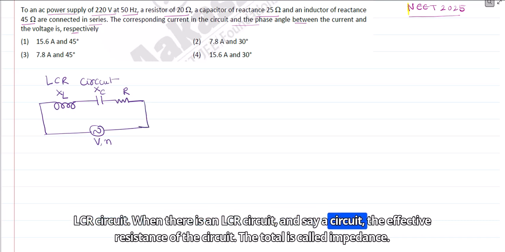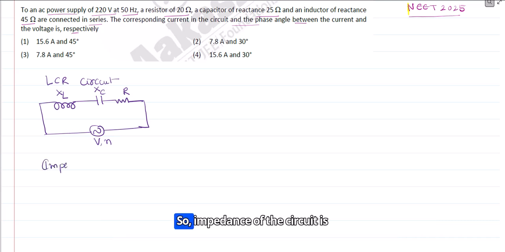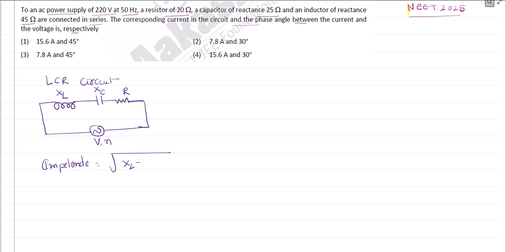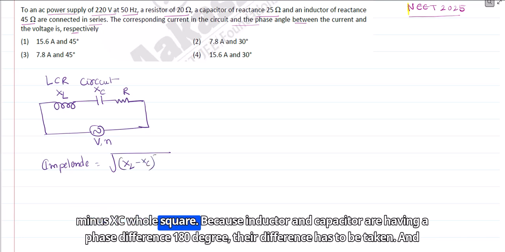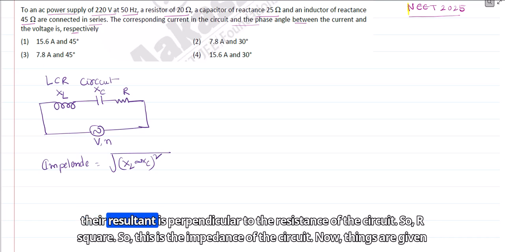When there is an LCR circuit, the effective resistance of the circuit, the total, is called impedance. So the impedance of the circuit is the square root of (XL minus XC) whole square plus R square. Because inductor and capacitor have a phase difference of 180 degrees, their difference has to be taken, and their resultant is perpendicular to the resistance of the circuit. So this is the impedance of the circuit.